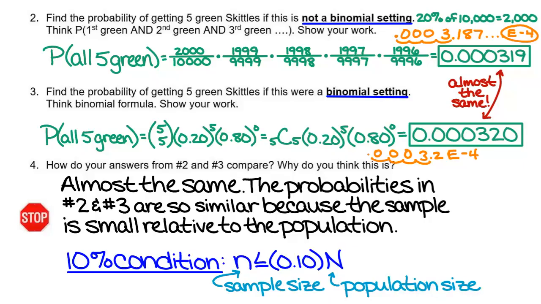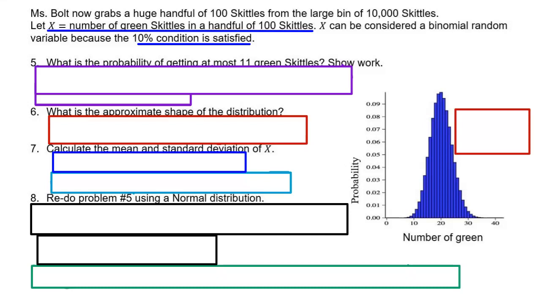Let's go down and look at number 5. All right, so now I grab a huge handful of 100 Skittles from the large bin of 10,000 Skittles. We're going to let our random variable x equal the number of green Skittles in the handful of 100. X can be considered a binomial random variable because the 10% condition is satisfied. How would I show that the 10% condition is satisfied?